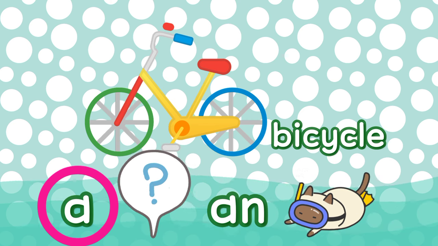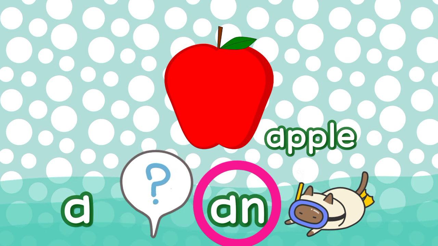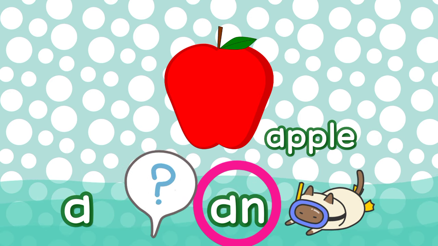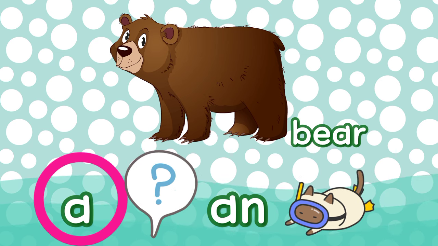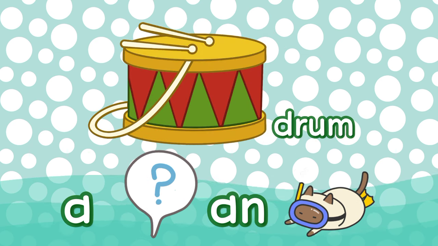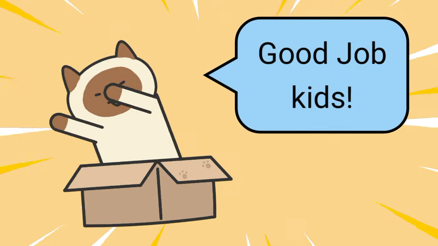A bicycle or an bicycle? A bicycle, right. A apple or an apple? An apple, correct. A bear or an bear? A bear, right. A drum or an drum? A drum, correct. Good job, kids.